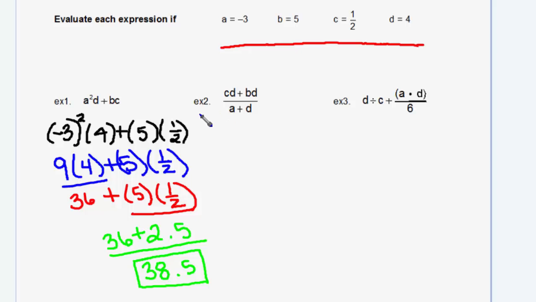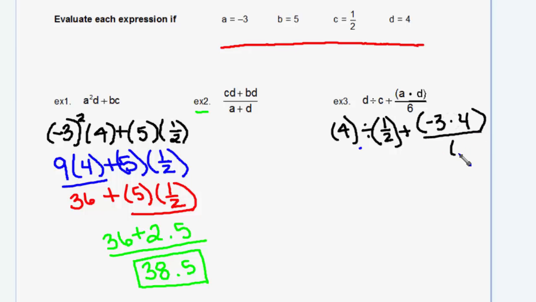I'm going to skip over to example 3. Alright, for example number 3, I'm going to do the same thing I did over here and replace all the variables using parentheses. So I'm going to start with this d, and my d is equal to 4. So I have 4 divided by c, which is a half, plus, so we have -3 times 4, replacing that a and d, over 6.